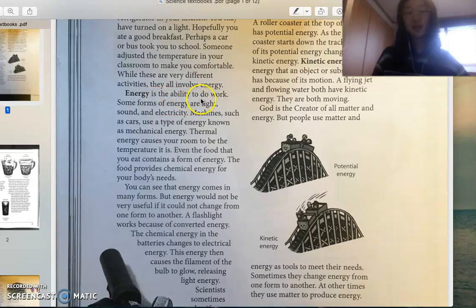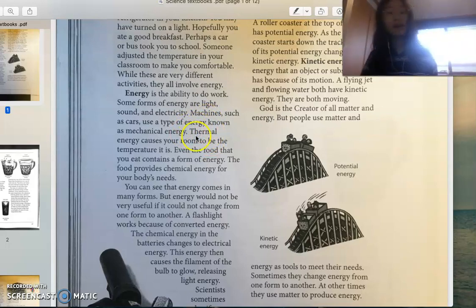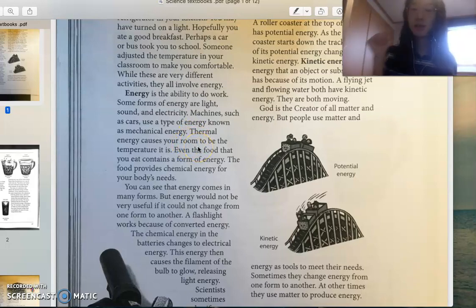Energy is the ability to do work. Some forms of energy are light, sound, and electricity. Machines such as cars use a type of energy known as mechanical energy. Thermal energy causes your room to be the temperature it is, hot or cold. Even the food that you eat contains a form of energy. The food provides chemical energy for your body's needs.